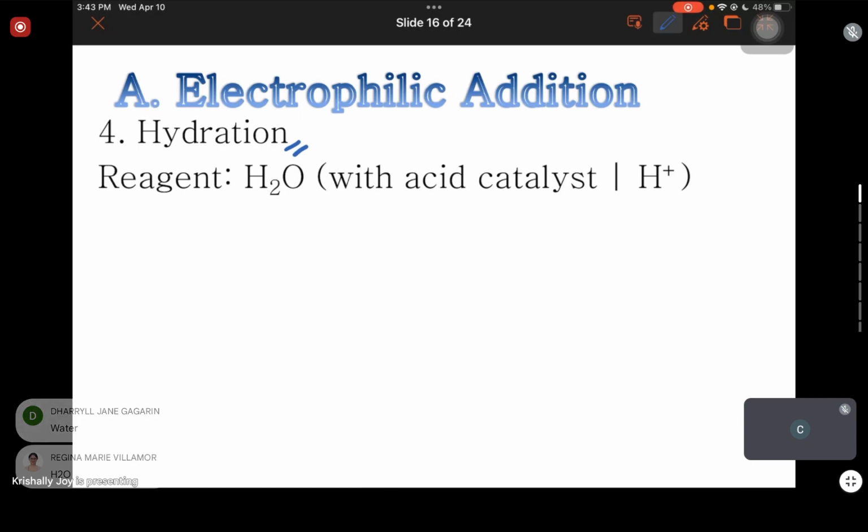If it is hydrohalogenation, number 3, a hydrohalogen is being added. It can be hydrogen bromide, hydrogen chloride.